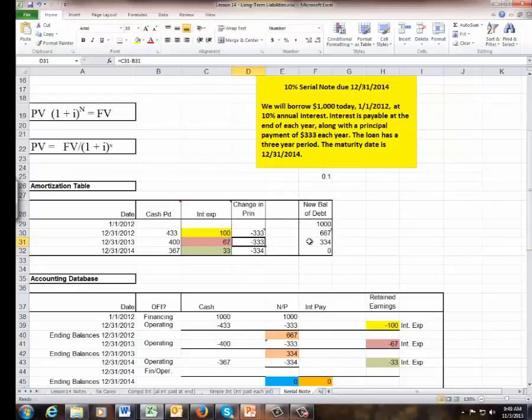So at the end of the second period, we owe $334, of which interest will be $33. The total payment being $333 plus $334 would be $367. So $367 reduced by $33 is the reduction in the principal, thereby amortizing that debt.